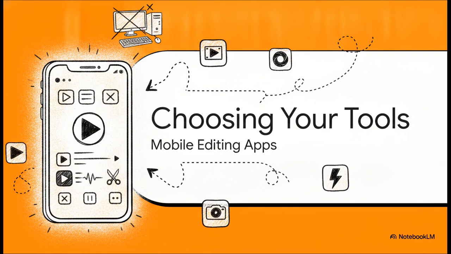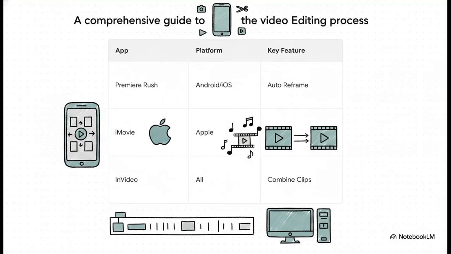Starting with layer 1, choosing your tools. So if you're working on mobile, our sources highlight 3 fantastic starting points. Adobe Premiere Rush is absolutely brilliant because it has this auto reframe feature, which instantly adapts your video size for stuff like Facebook, Instagram, or TikTok.